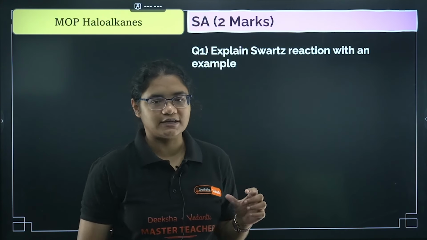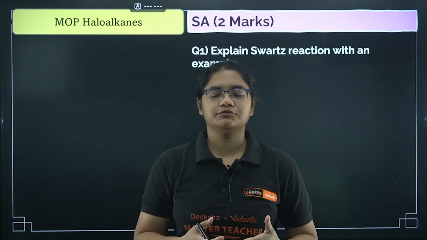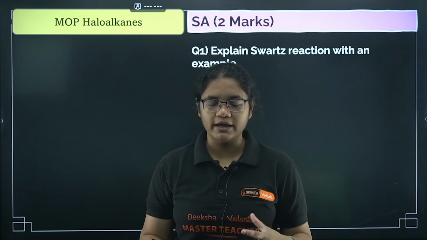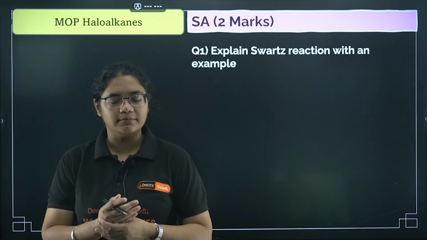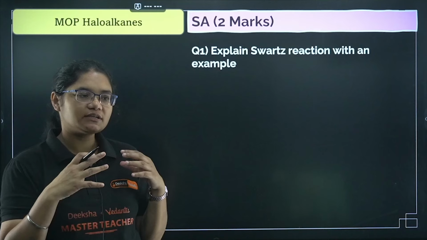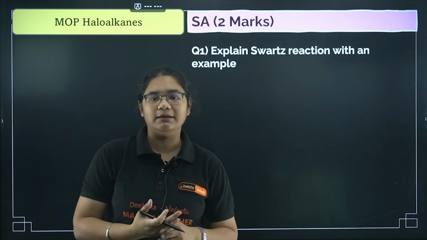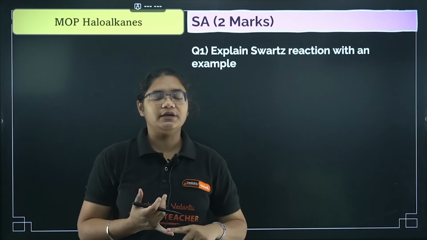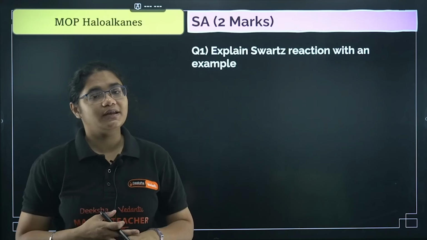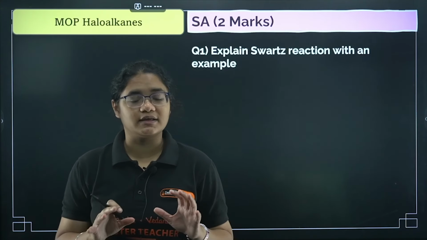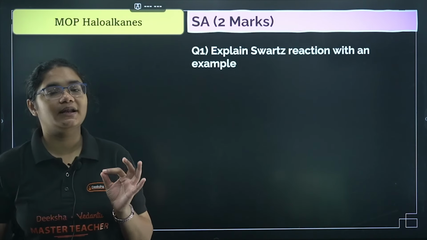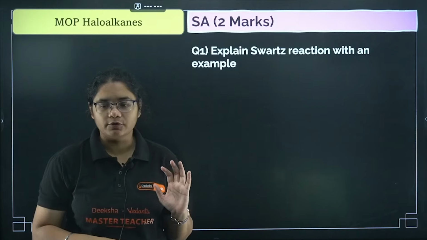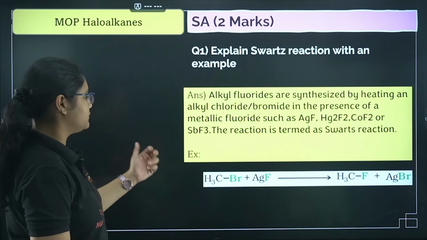So in the 2-marker section, generally you will be asked the name reactions in this chapter. Okay, and there are certain name reactions you will have to write. So what is the basic format of writing a name reaction in the answer? First you need to write the statement and then you have to give an example. Whether it is asked or not in the question, you always need to write an example for the name reaction. Okay, so let's see Swarts reaction with an example.